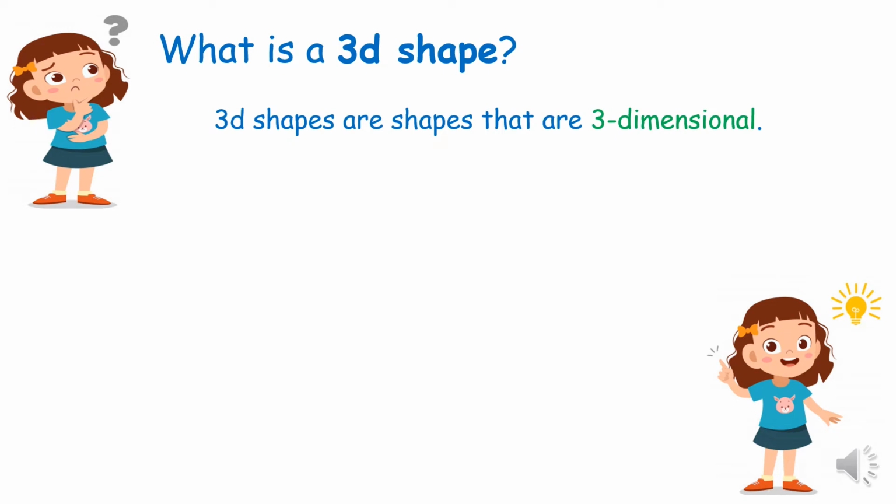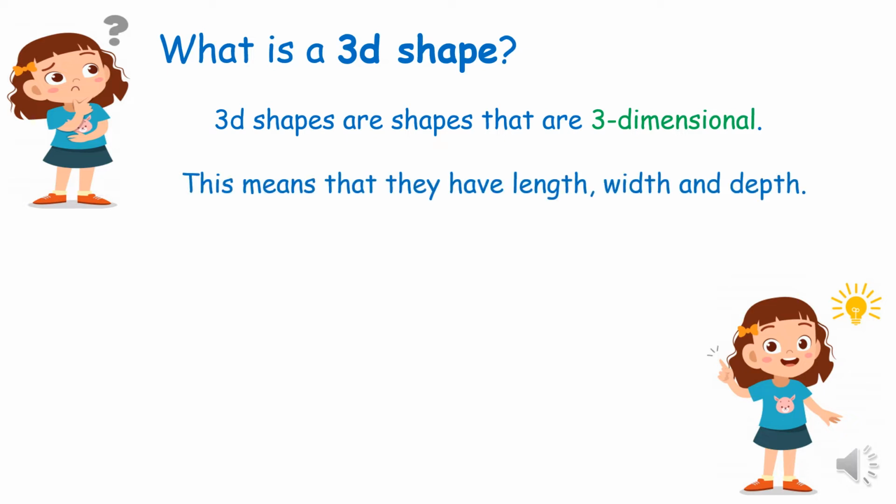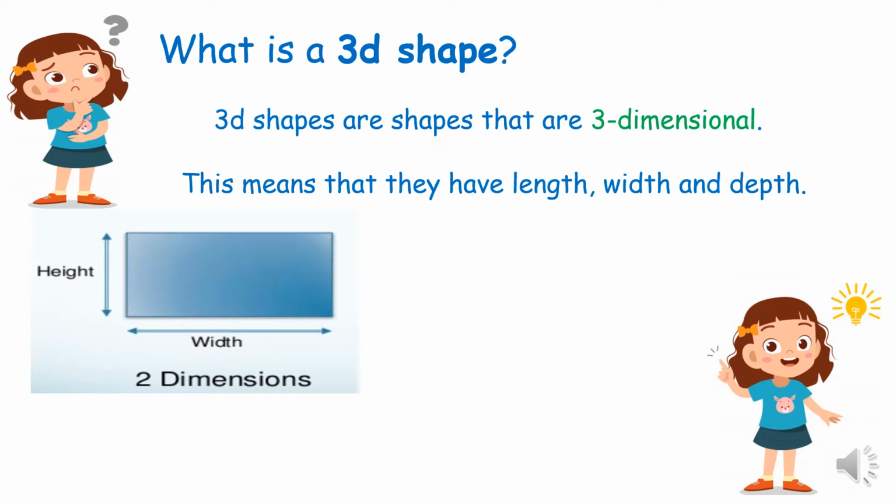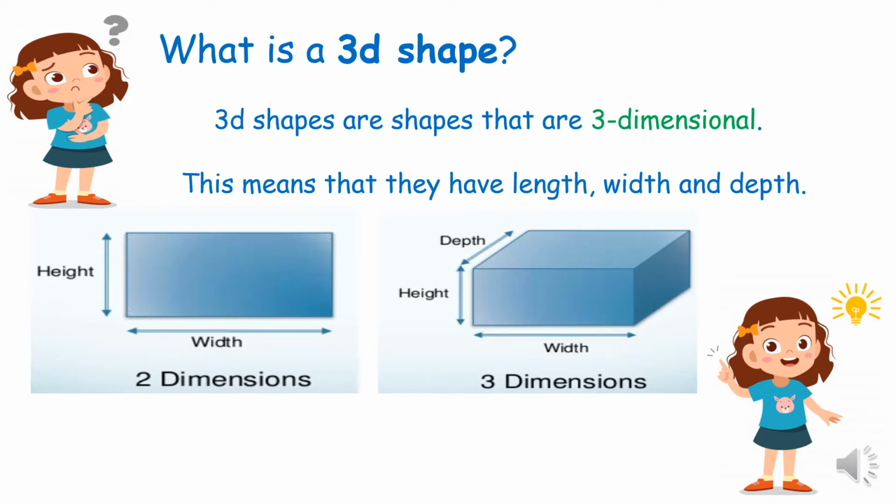3D shapes are shapes that are three-dimensional. Can you have a go at saying that? Three-dimensional. This means that they have length, width, and depth. So those three things, they have 3 dimensions on them. Last week we had a look at 2D shapes. 2D shapes are two-dimensional, so they have height and width. But 3D shapes, they have 3 dimensions. They have height, width, and depth. 2D shapes are flat. 3D shapes are solid.